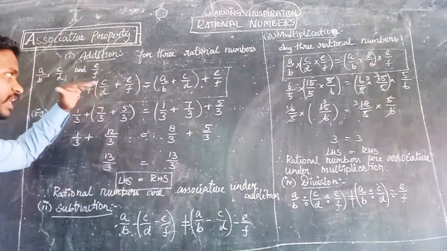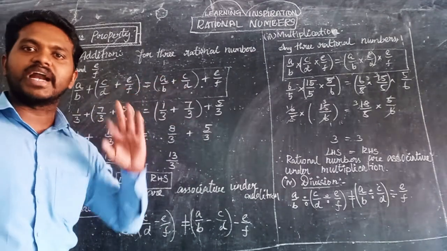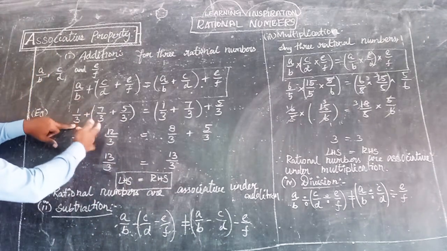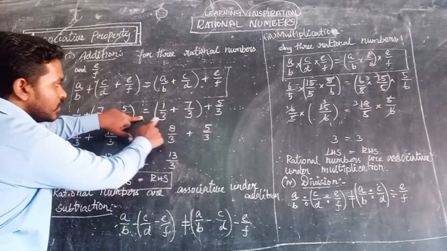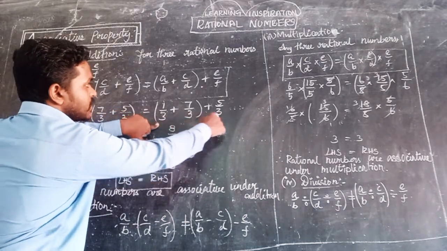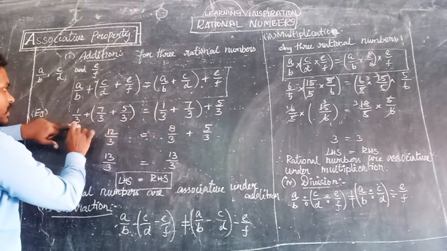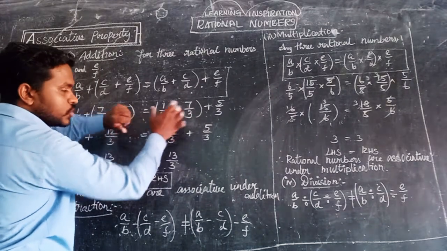So we can write three numbers. We can add three numbers in any order. That is a property. So we are taking some examples. 1 by 3 plus of 7 by 3 plus of 5 by 3 is equal to 1 by 3 plus of 7 by 3 plus of 5 by 3. Actually we are changing the order here. So first step we are adding the second number, so second step we are adding the first two numbers.